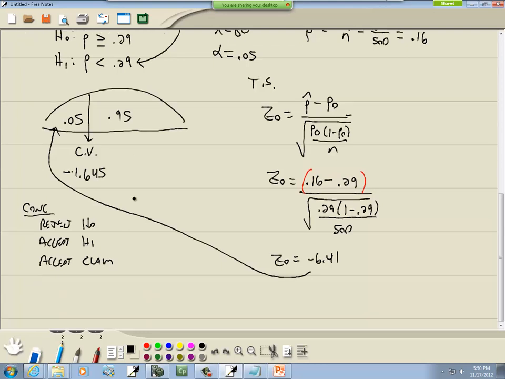One last thing I want to mention. If you got a claim that says something about a majority, and they don't really give you numbers, they just say a majority believe this, or a majority voted, or whatever, what they're saying is p is greater than 0.50. So that's implied.